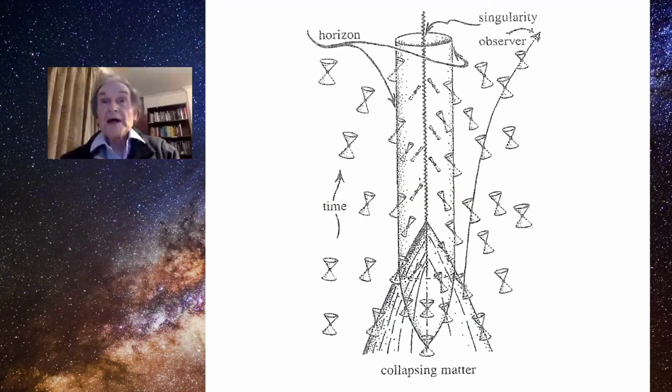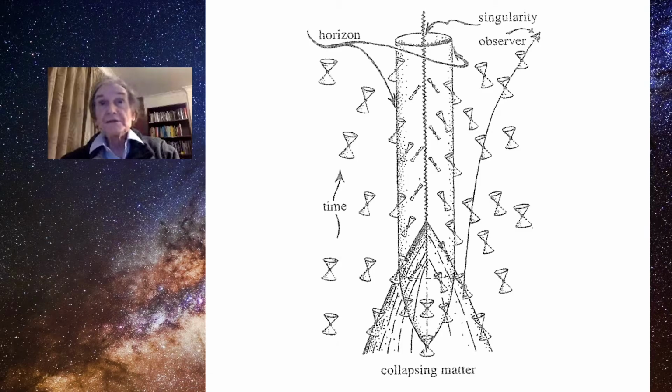Now, in 1939, there was a paper by Oppenheimer and Snyder where they described the collapse of a spherically symmetrical dust cloud. Dust is a technical term which means matter with no pressure. And their picture, this is now a space-time picture. I'm not sure they drew a picture like this, but this is more or less what their description was.